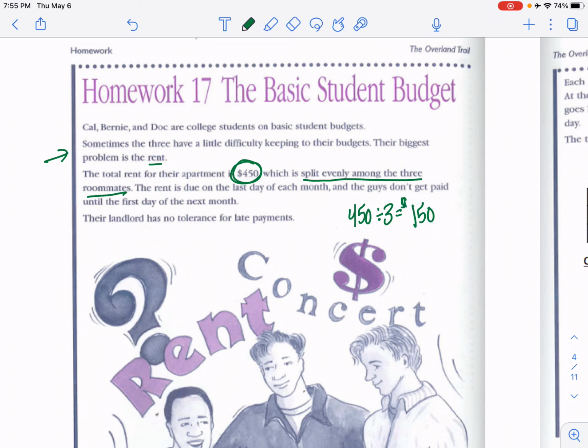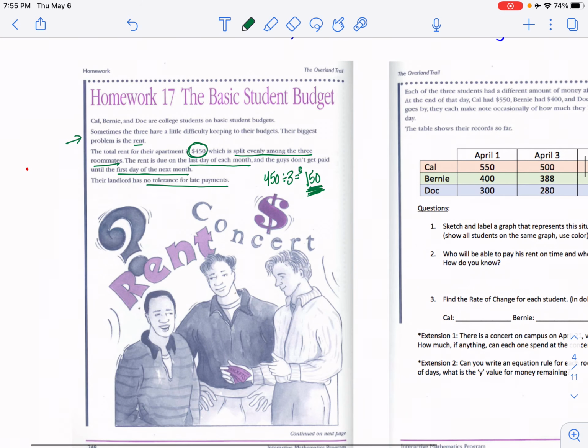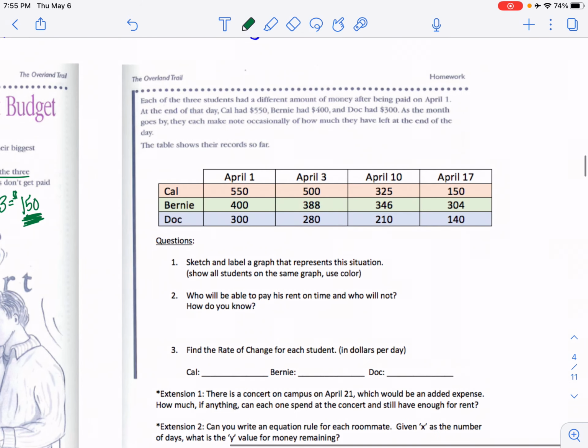$150. Okay, so they each have to pay $150 at the end of the month. And the rent is due on the last day of each month, and the guys don't get paid until the first day of the next month. Their landlord says absolutely no turning your monthly rent in late. So they must have $150 on the last day of the month. We are going to do a little experiment here with the month of April.